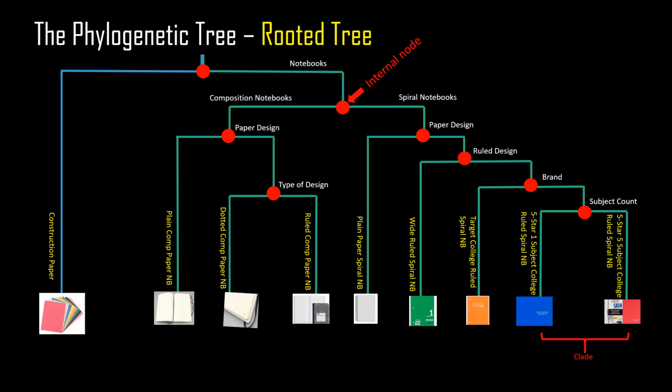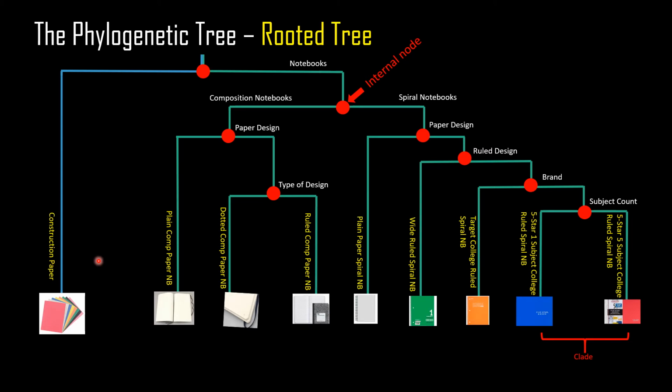Rooted trees are ways of organizing where the distance between these OTUs is known and the order of divergence is inferred using comparisons to an outgroup. In my tree, the outgroup is the construction paper. An outgroup is simply something that diverged much earlier than everything else in the tree.